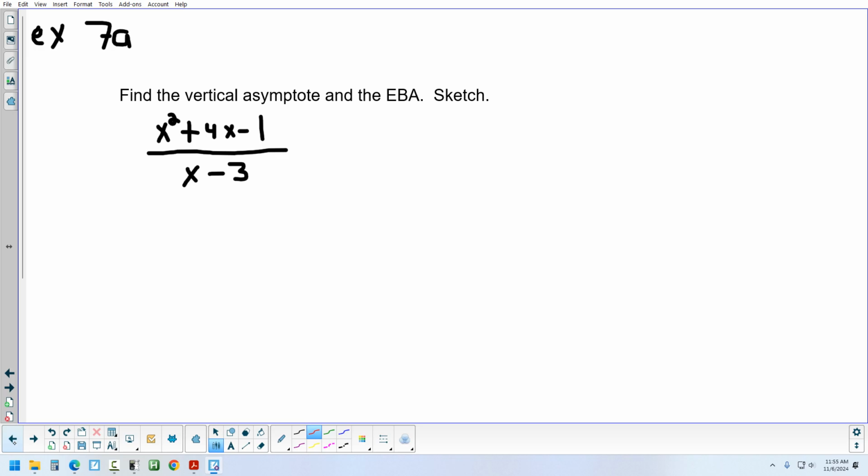So it says find the EBA, the vertical asymptote, and make a sketch. Okay. So let's start with the EBA. The EBA is found by doing what?